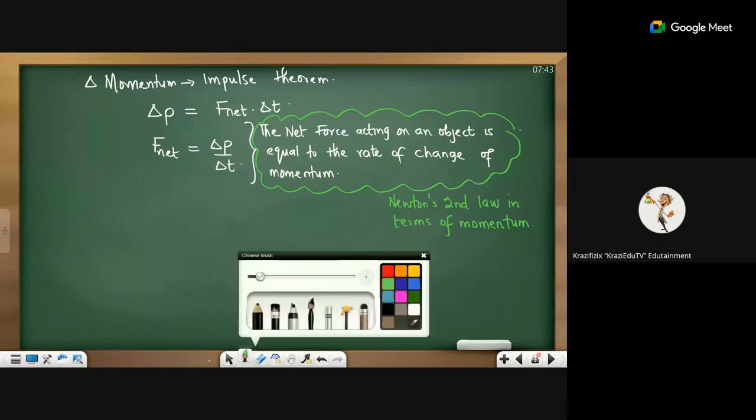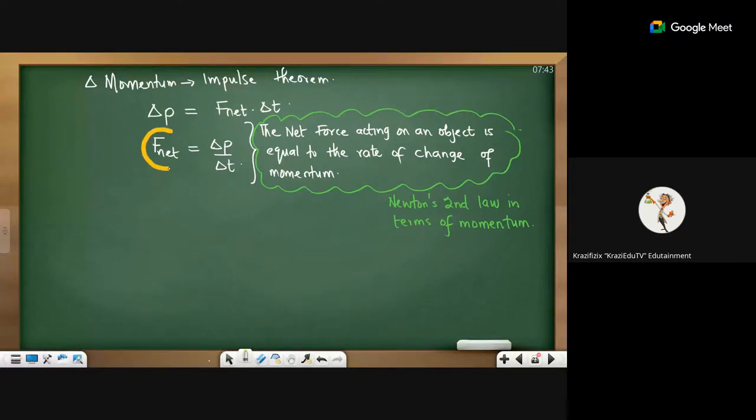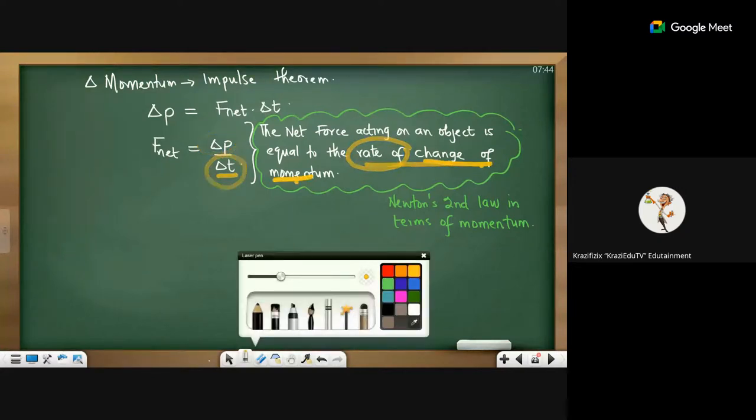I think this is very easy if you know how to use your formula. The net force on an object, that's the first part. This sign says equal to, that is, to the rate of change. Once we say rate, check, of momentum. Once you say rate, time, change of momentum, and you're done. That is how to remember your definitions. We just take that formula and throw it into words.